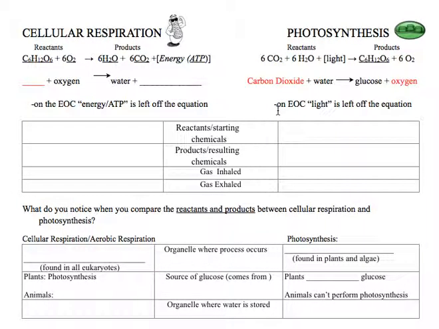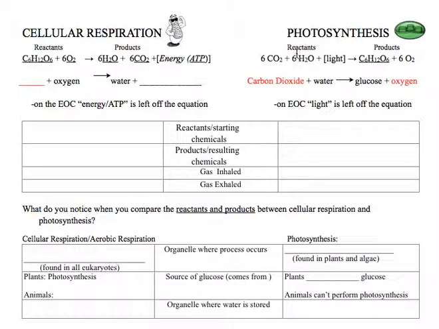Now, on the EOC, this little note, most of the time the word light is left off the equation. So when you memorize this for your next test, you need to memorize without the word light in there, because most of the time the EOC won't put it in there. Okay, so we're going to fill out this box, the first data table, and we're only going to fill out the right side. The reactants are starting chemicals. So starting chemicals is what the word reactants mean. And yes, you will need to know that for your next test.